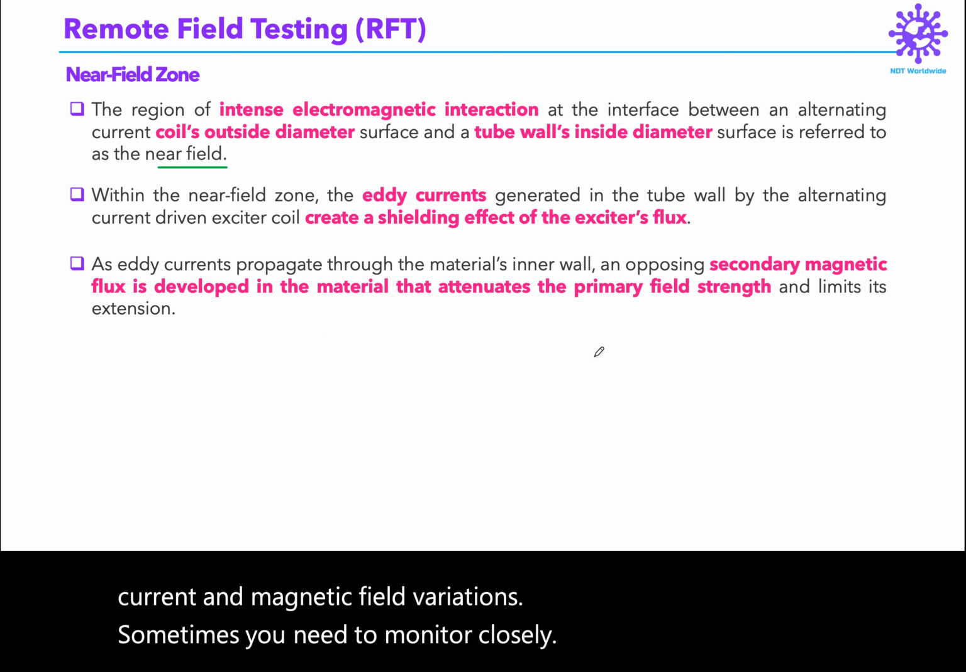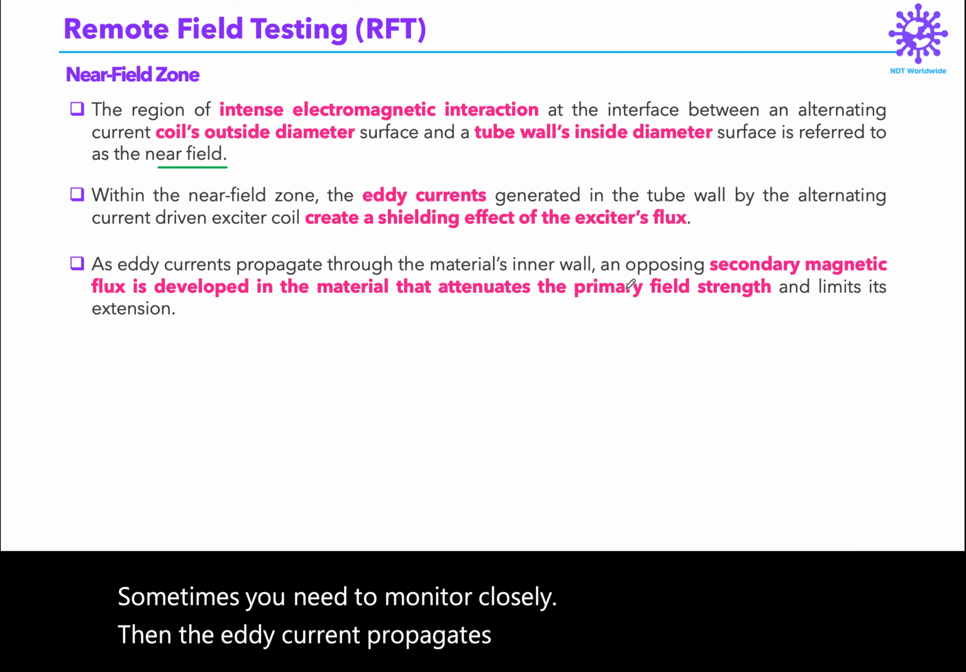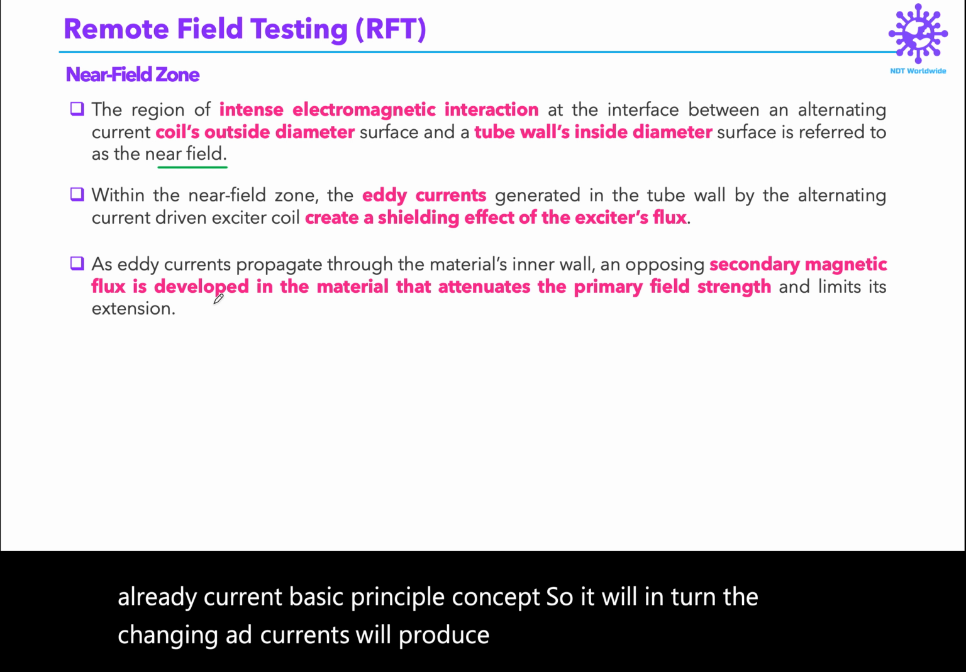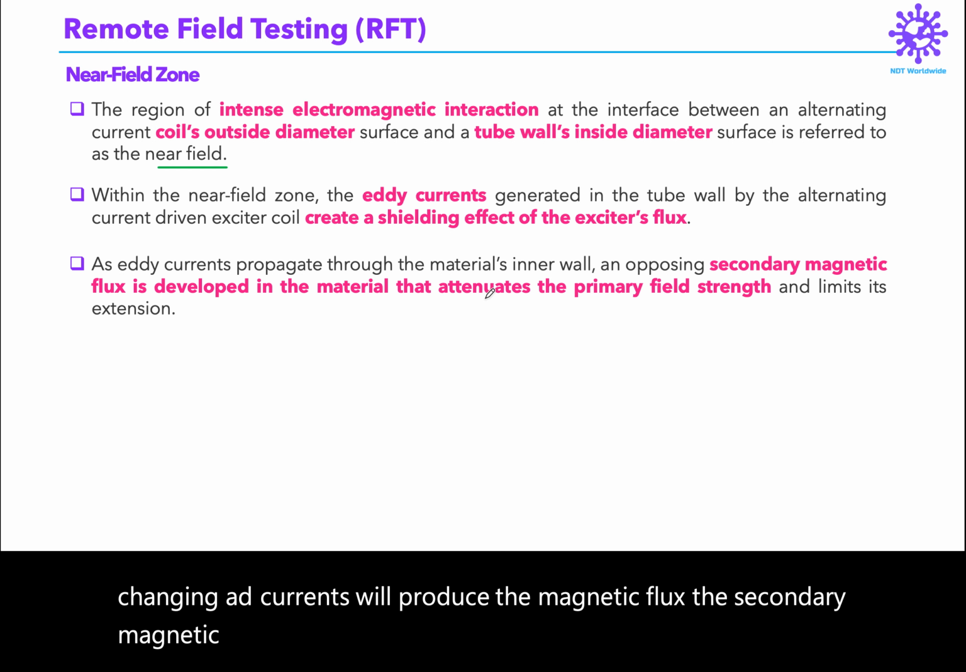Then the eddy current propagates into the material, same as your eddy current basic principle. The changing eddy currents will in turn produce a secondary magnetic flux, which tries to reduce the primary magnetic field.